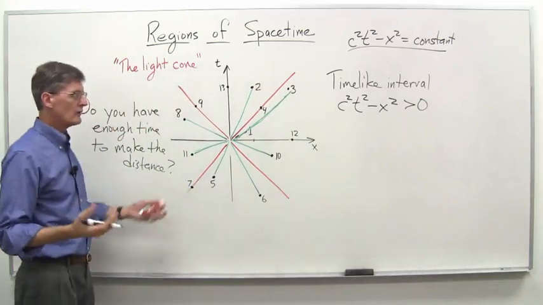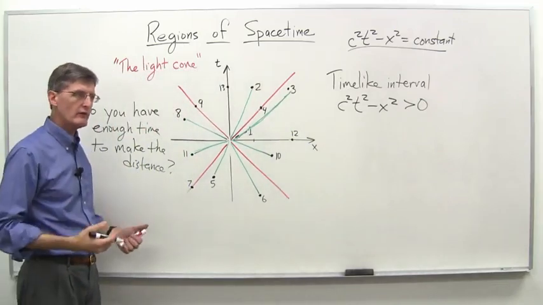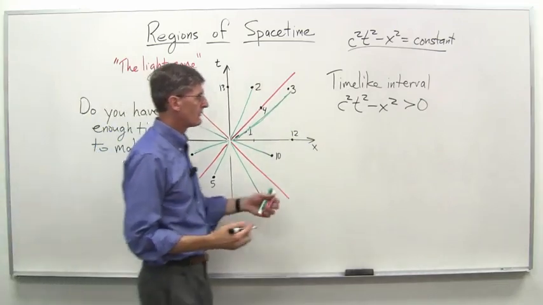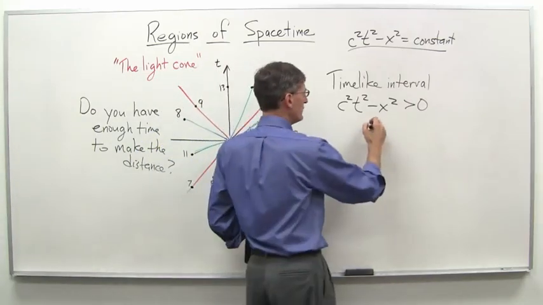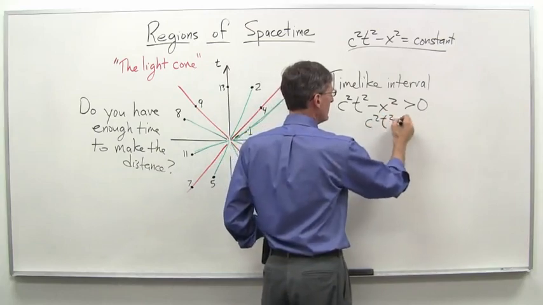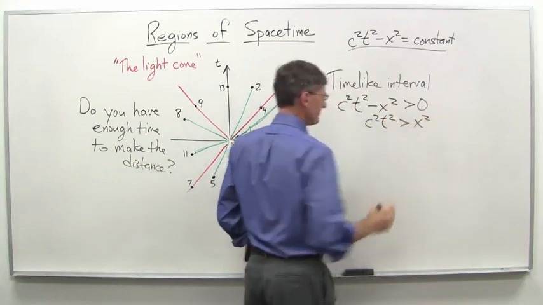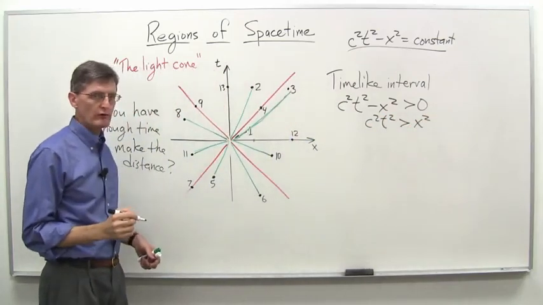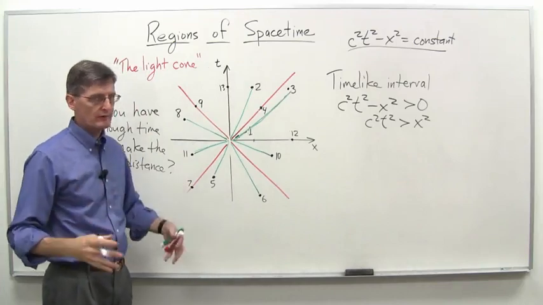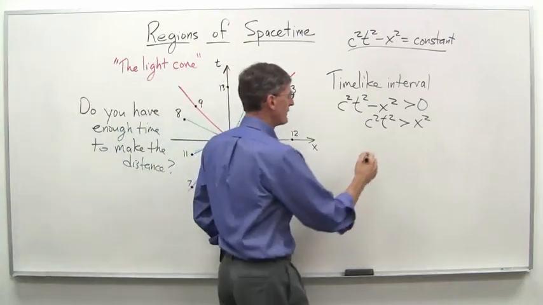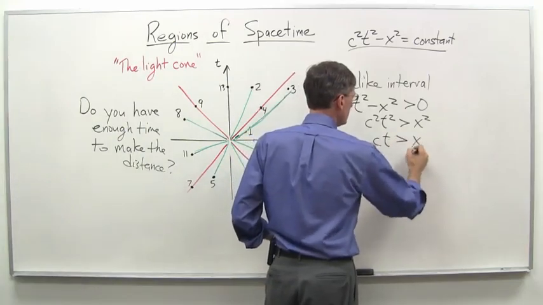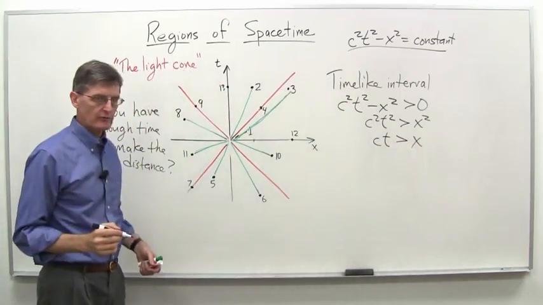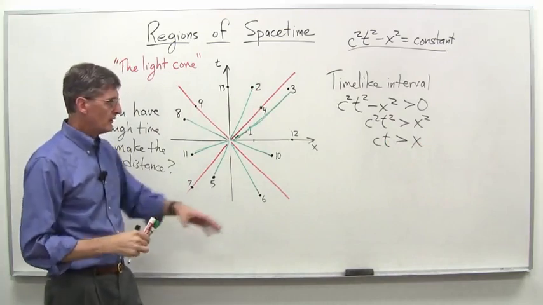And you might say, well, why? We can motivate this a little bit, because if you do a little bit of algebra, this means c squared t squared is greater than x squared, just moving the x squared over. Or if we take the square root and everything is positive here, we can say that c t is greater than x. Now, what does that mean?